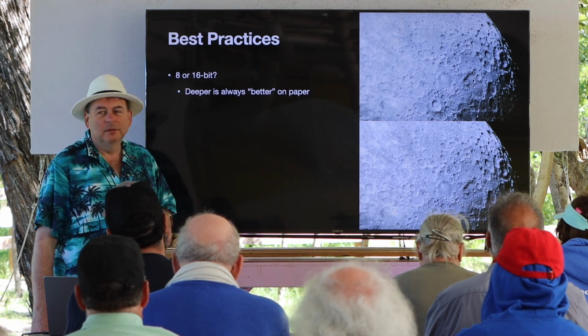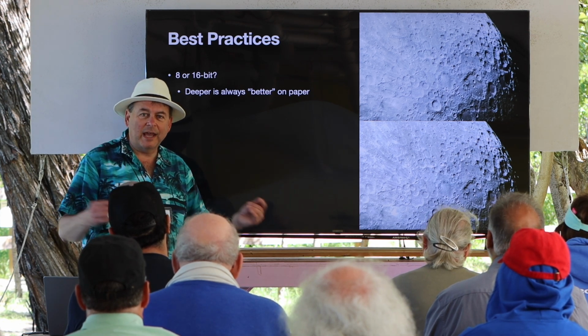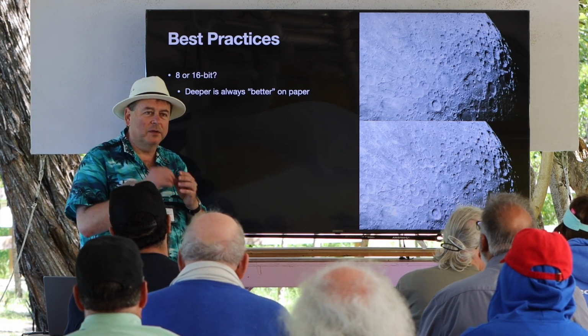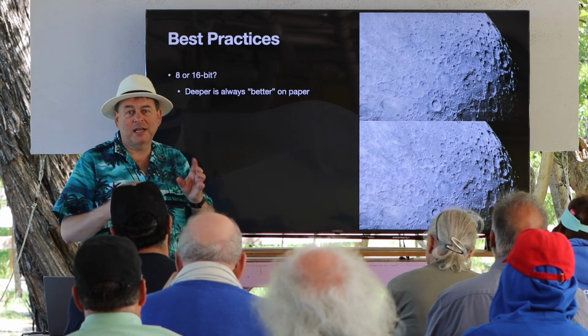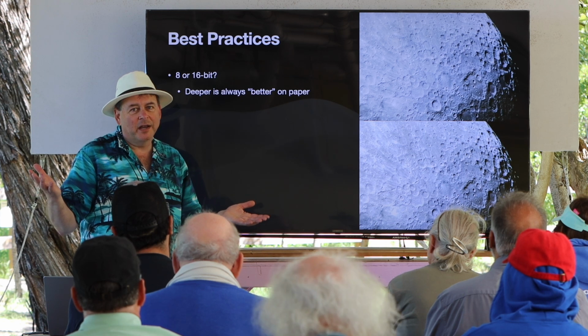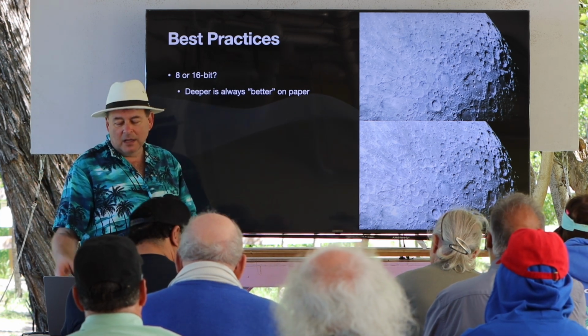On paper, deeper is always better, right? You have more dynamic range. If you're detecting very faint signal, it helps with something we call quantization problems. So, a nice 16-bit camera with a nice deep well, that's always going to be better on paper.